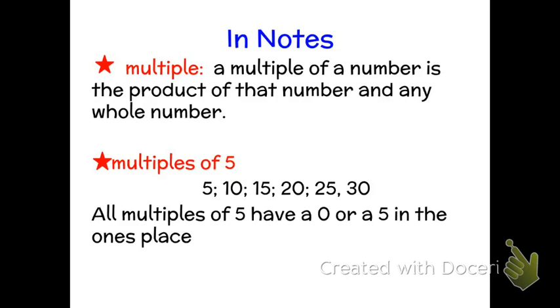But when I list off my multiples, I don't have to always say the equation that goes along with it. For example, multiples of 5: 5, 10, 15, 20, 25, 30, 35, 40, I could keep on going. All multiples of 5 have a 0 or a 5 in the ones place, and that is a pattern that always applies for multiples of 5. Be sure to include both of these definitions, words, and examples in your notes.